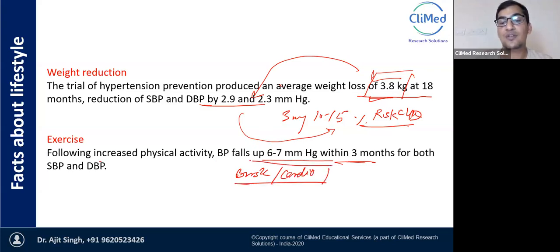Normal cardio exercises, whatever are suggested by the physio or the physician. If you are doing that, your blood pressure will come down by 6 to 7 mmHg. That means you can reduce the cardiovascular risk by at least 20%. So everything is related to your healthy life, because ultimately you are suffering with cardiovascular problems if your blood pressure is high. So you can control the blood pressure by different means: by lifestyle modifications, by weight reduction, by exercises, by food, right?